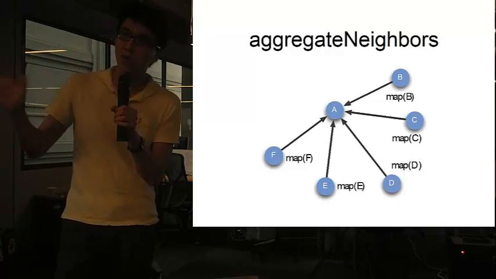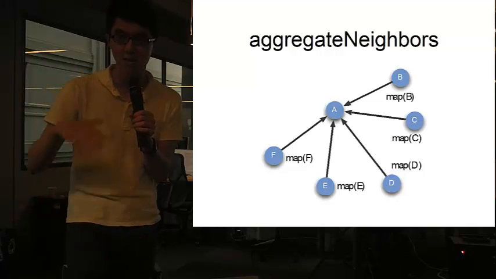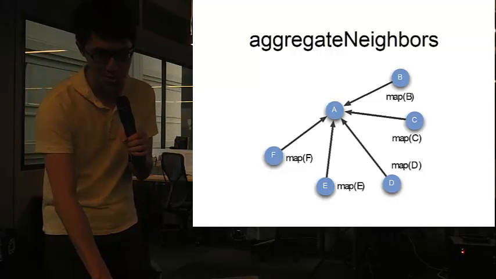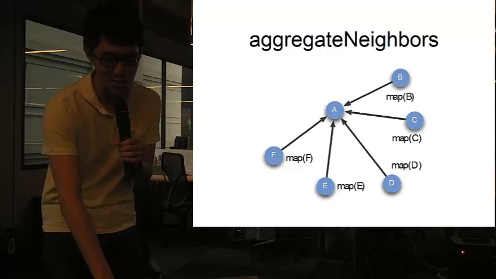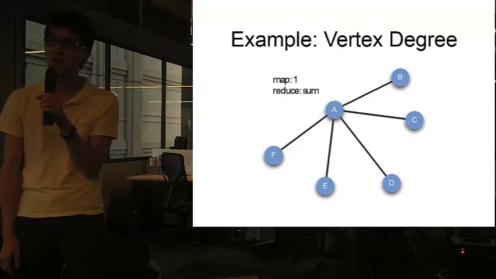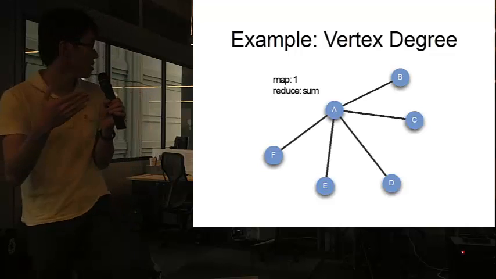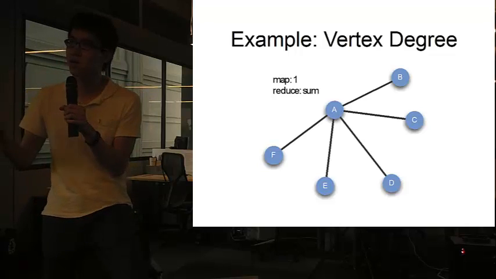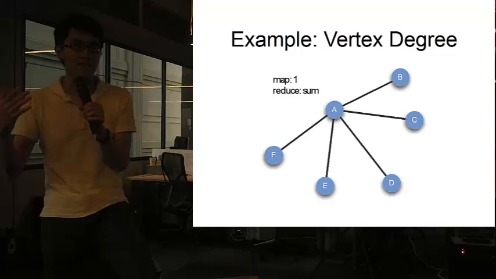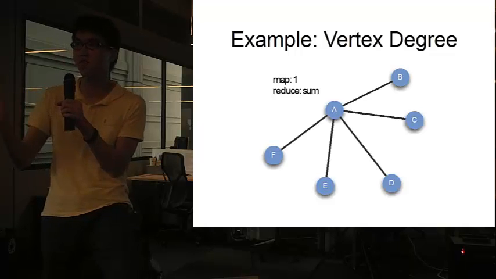So this is still a little bit abstract. It's not much better than the math Joey showed you. So here's an actual real example, which is just calculating the vertex degree. In case you missed your introductory computer science class, the vertex degree is defined as the number of edges connecting to the vertex.